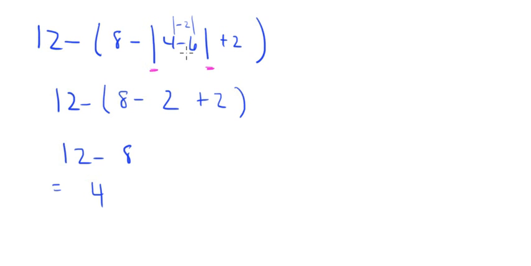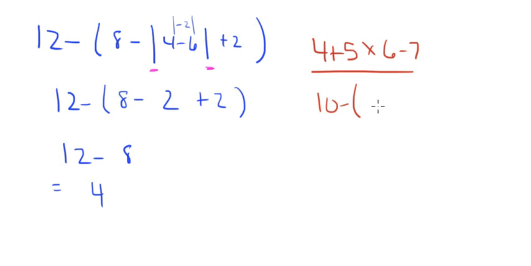All right, then we're going to be dealing with the division bar. We're going to have a problem that includes a division bar now. In this situation, your book shows us 4 plus 5 times 6 minus 7, and that's all divided by 10 minus, and then we have parentheses, 9 minus 8.